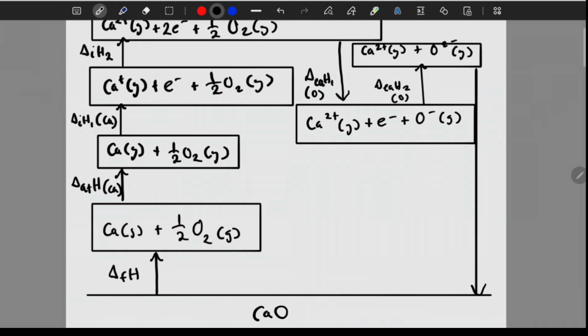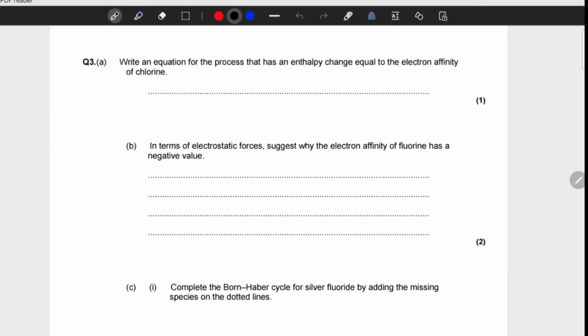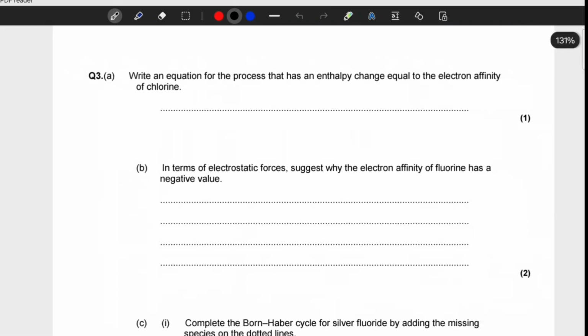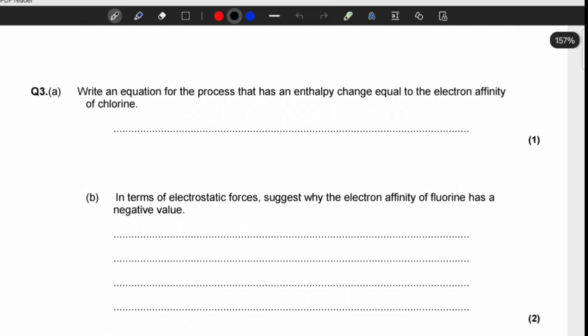There we go. And that is our enthalpy of formation. And as you can see, the whole Haber cycle is going to go down like this. Okay, so you can pause the video and do the question if you want to, and see if you get it right. Okay, write an equation.